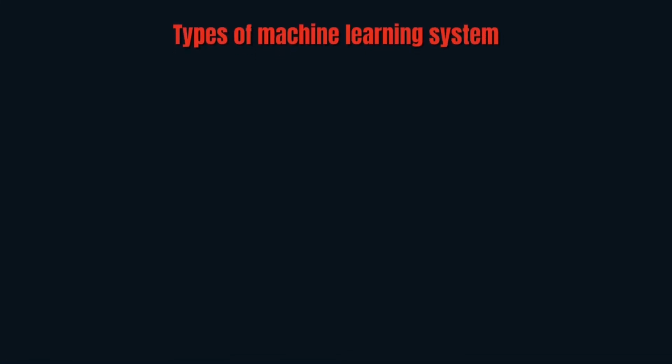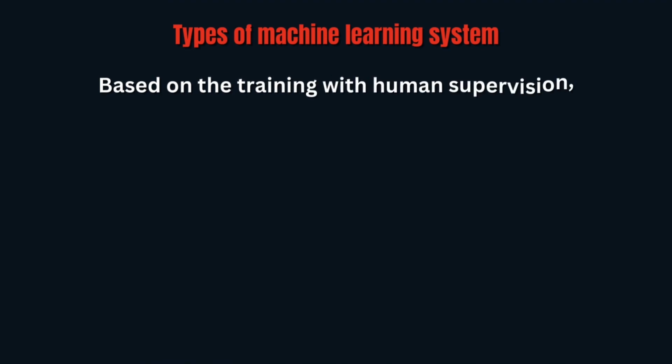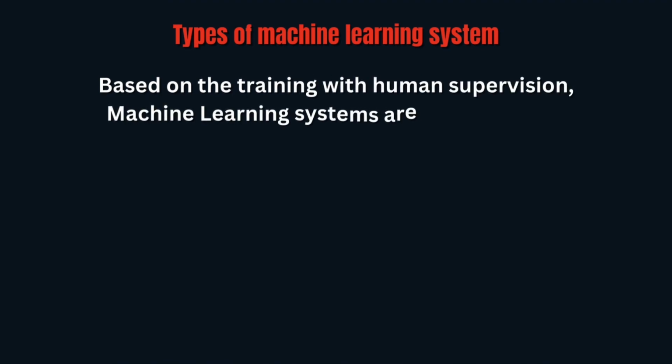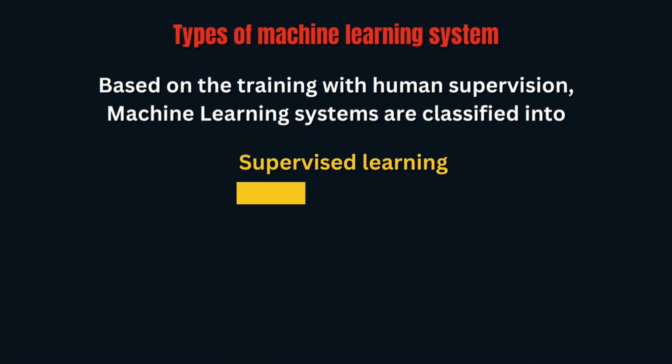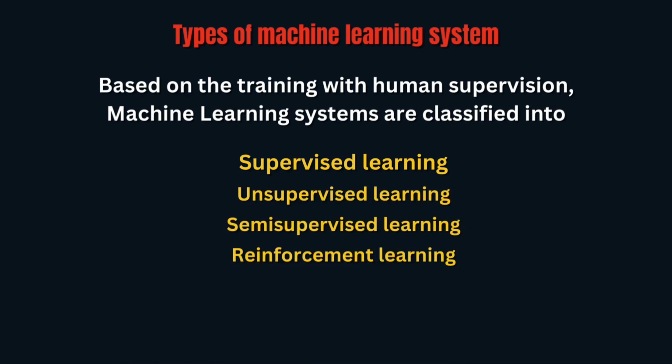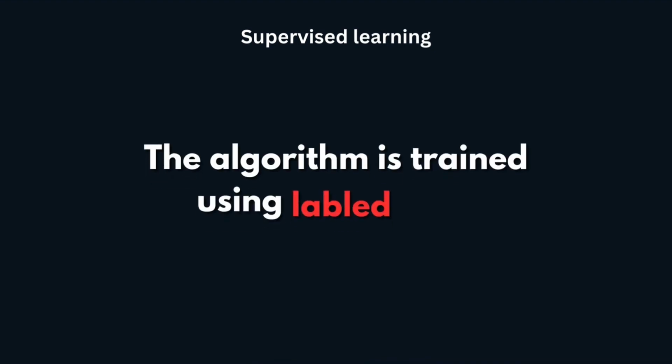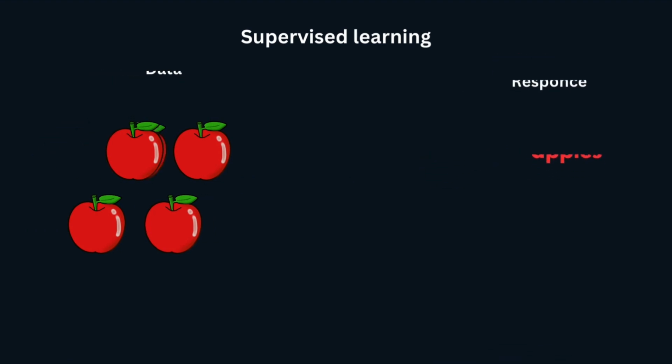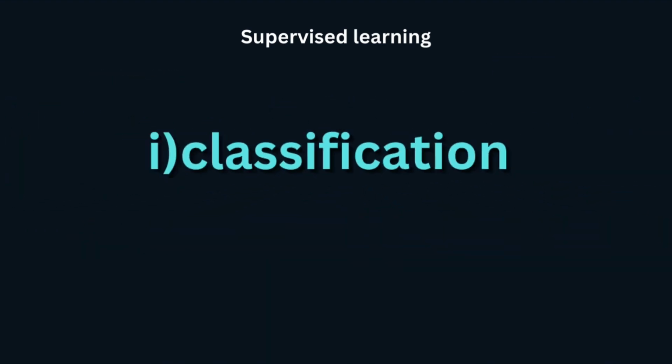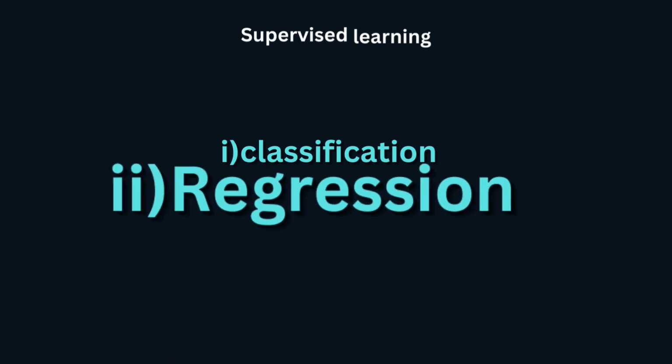Let us understand the types of machine learning systems. Based on the training with human supervision, machine learning systems are classified into supervised, unsupervised, semi-supervised, and reinforcement learning. In supervised learning, the algorithm is trained using labeled data. That is, the training data contains the desired solutions or labels. There are two typical supervised learning tasks. One is classification and the other is regression.